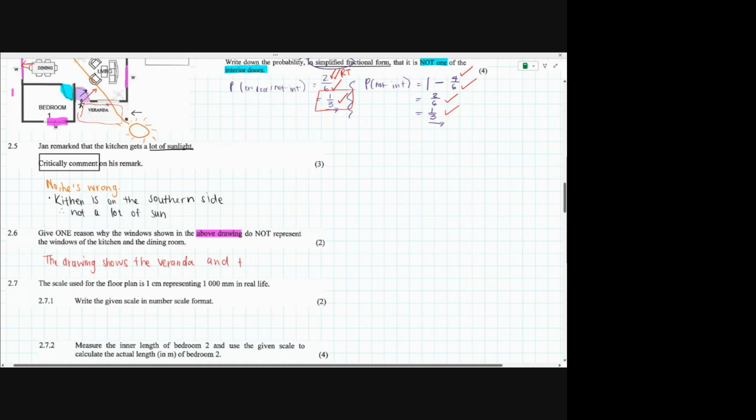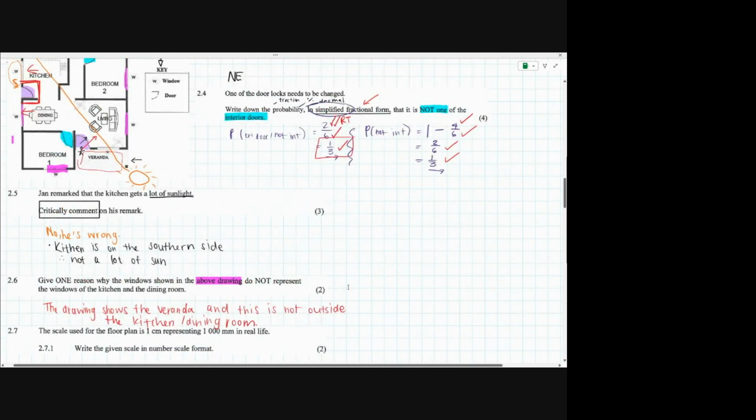And this is not outside the kitchen or dining room. Completely forgot we actually had a drawing, despite the fact that we spoke about it. Sorry, brain fart. All right, so it's exactly what I said earlier. I clearly don't listen to myself.